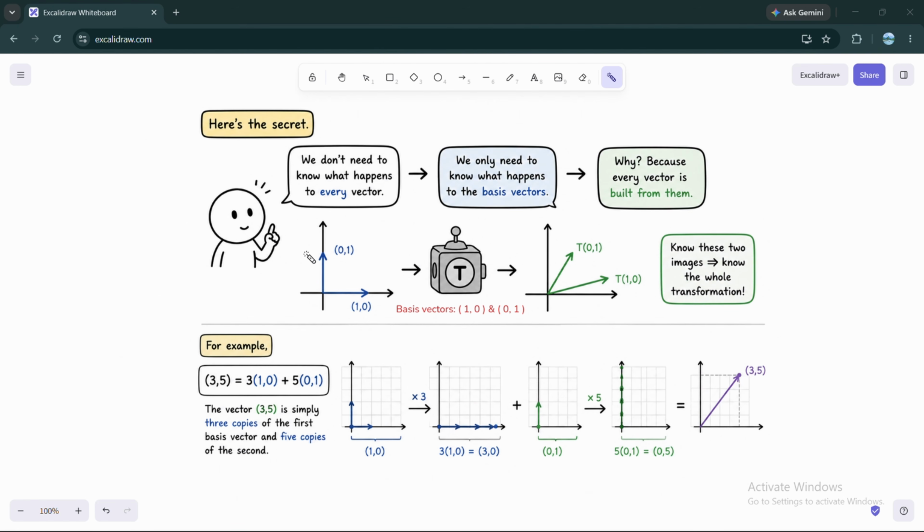Here's the secret. We don't need to know what happens to every vector. We need only to know what happens to the basis vectors. Why? Because every vector is built from the basis. So if we see our example, the vector 3, 5 is simply 3 copies of the first basis vector and 5 copies of the second.